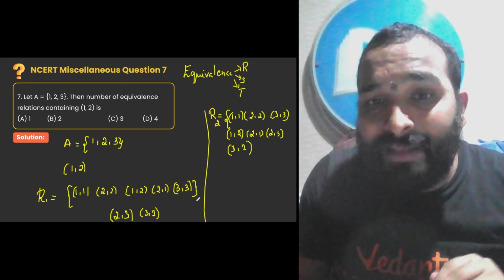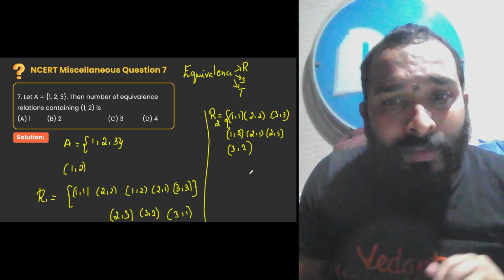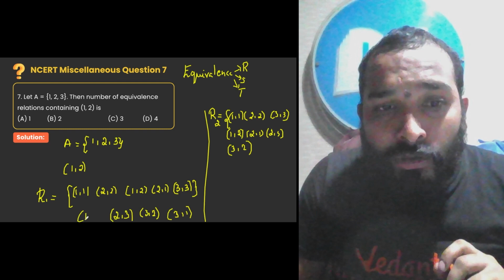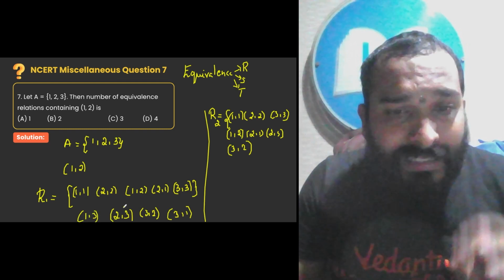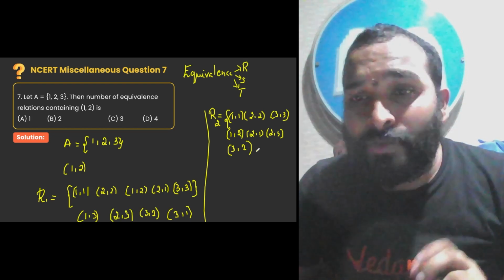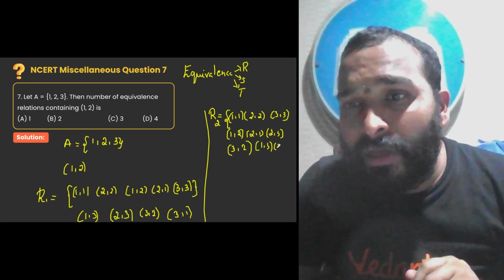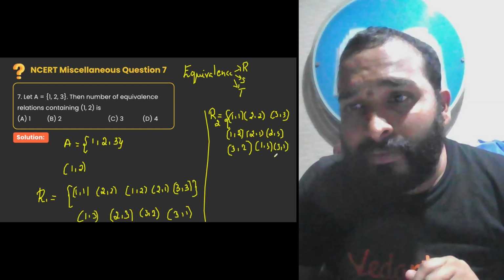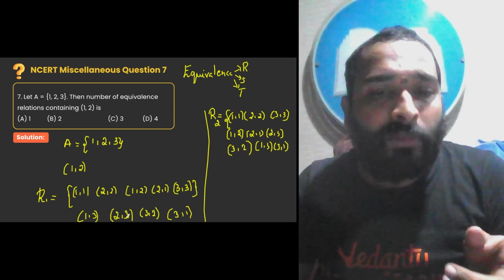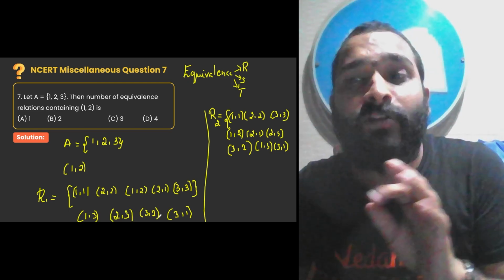And then, children, for transitivity, one more element, that is 3, 1 also should be added. Yes. And 1, 3 also should be added. Yes or no? Yes, possible. To prove it is transitive, you need to add that also. So in that case, you will add 1, 3 and 3, 1 also. If you add 2, 3, you need to add 3, 2. And to prove transitivity, when 3 is there, you need to add 1, 3 and 3, 1 also.